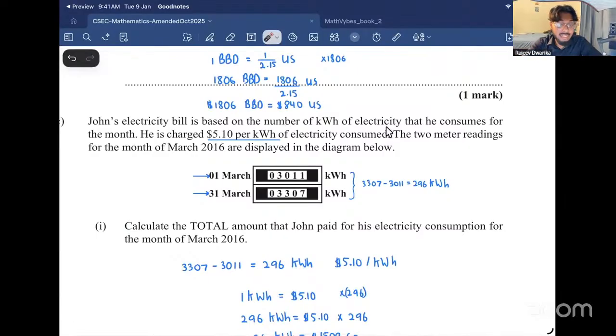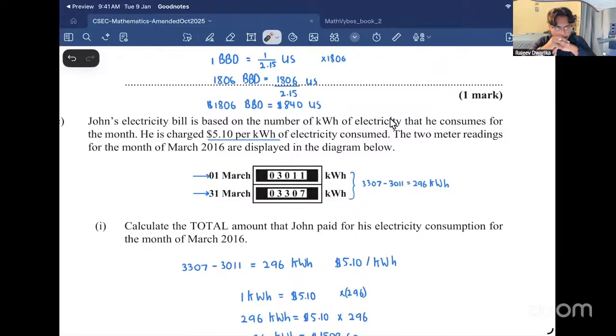They said calculate the total amount that John paid for his electricity consumption for the month of March 2016. What confused me was the word total. But it's the total amount for the month of March, the whole month. So if you want to figure out your bill for March, you have to look at the 1st of March to the 31st of March to find how much you used between the 1st and the last day of the month. Then you subtract both numbers to find the actual amount.